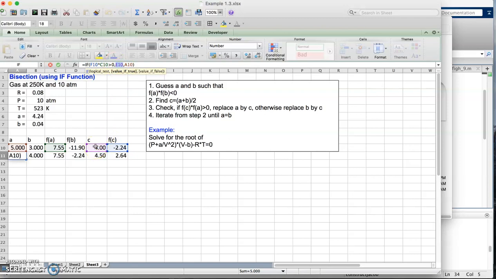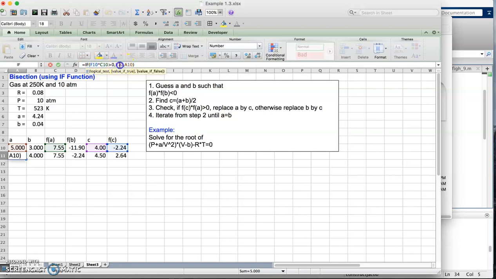That is C. And if this condition doesn't hold, then we're going to replace this cell by A10, which is the cell itself. This is A10. So that means we don't do anything. In other words, if this is positive, we're going to replace it by C. Otherwise, we do nothing. Okay?